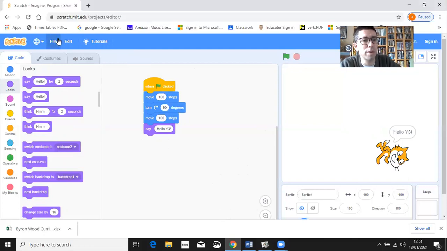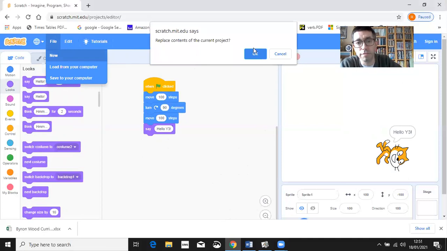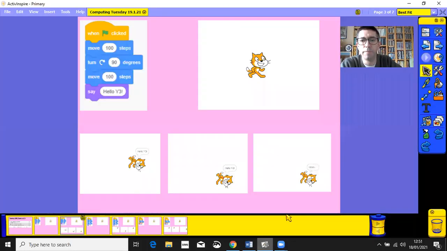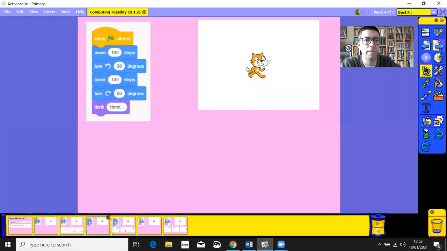So if I go to where it says File and New, it says, shall I replace the contents? Yes, please. Get rid of the lot. And we're back to the beginning. We're all ready to start again. Right, let's look at my next algorithm then.